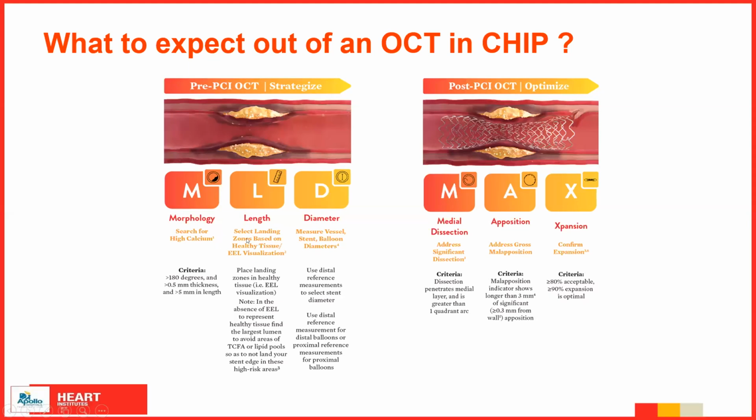We need to know the landing zones. We need to know the vessel diameters. And accordingly, we have to see at the end whether there is medial dissection, what is the position and the expansion. And this is as per the MLD max formula that we routinely follow.